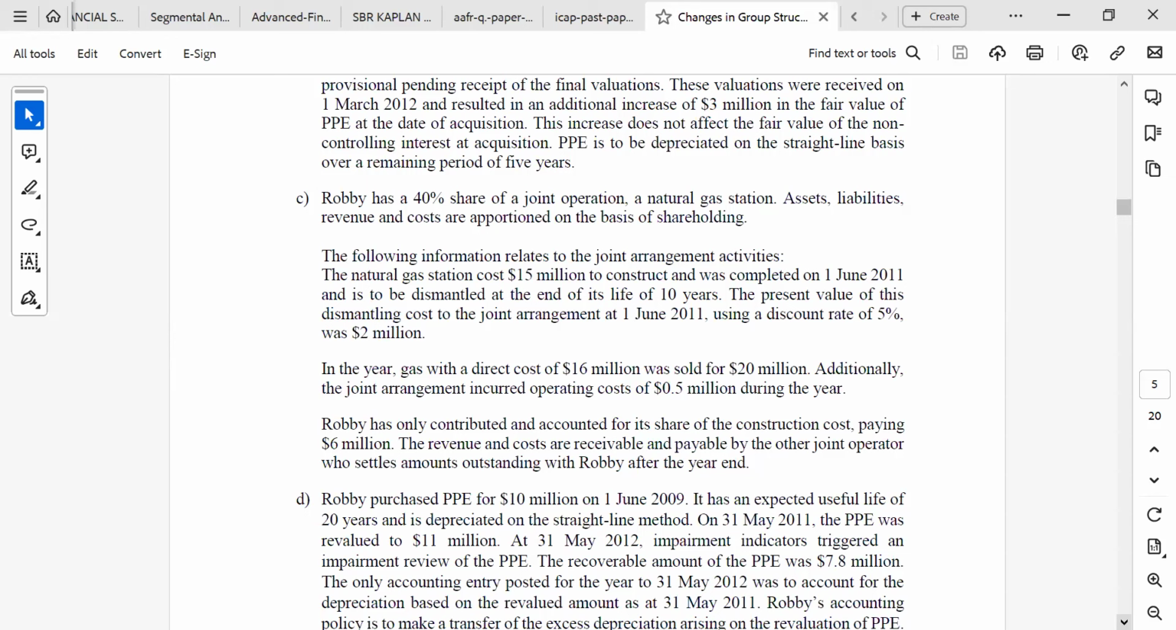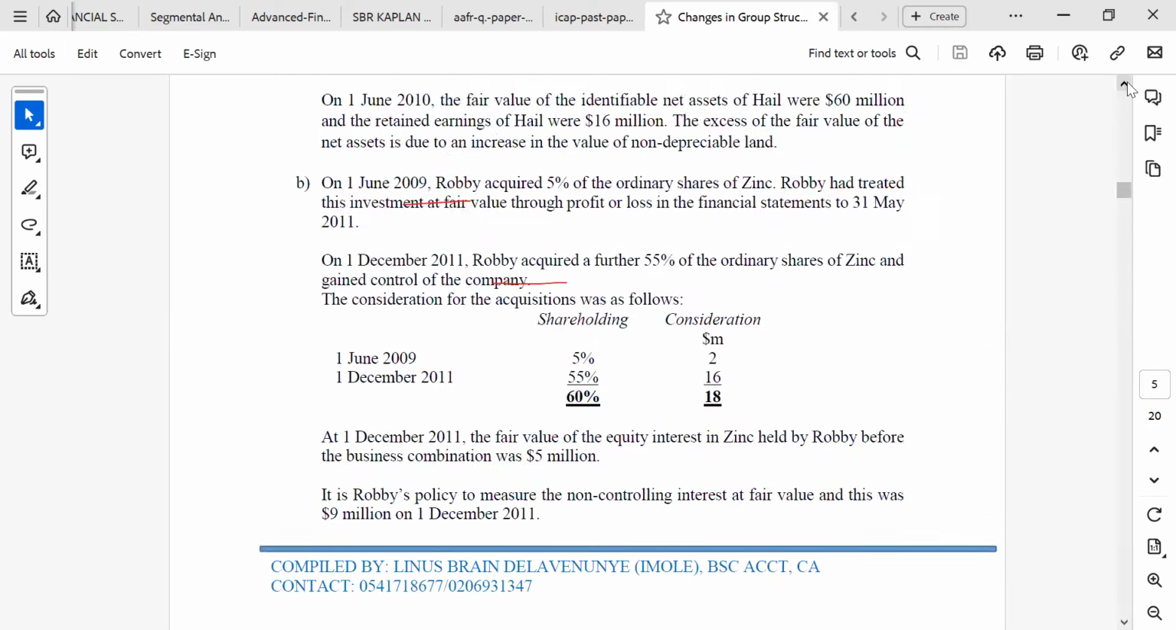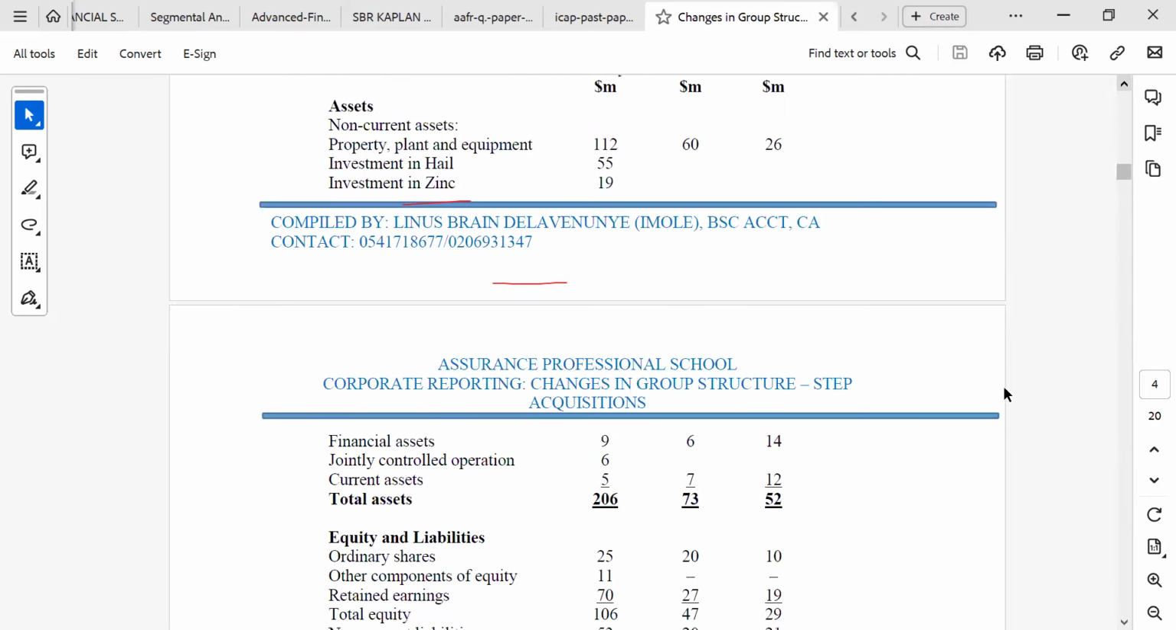So let's come to the Ruby share of the asset. That will be 0.4 multiplied by 15 million, which is the cost. Okay, how much are you getting? $6 million. Okay, so go to the joint operation there and see whether it is the 6 million that they have over there. It's 6 million. So that is why they are saying that he only accounted for the share of the assets.